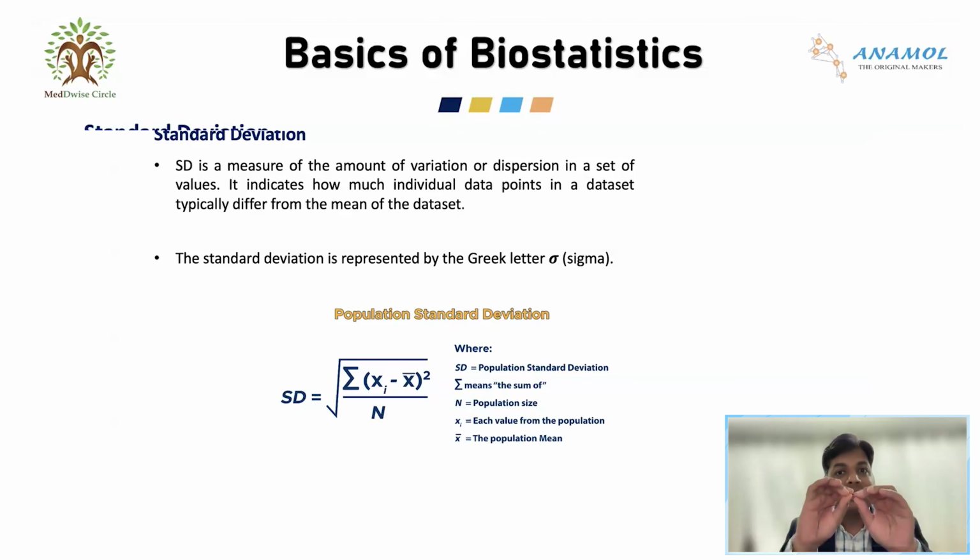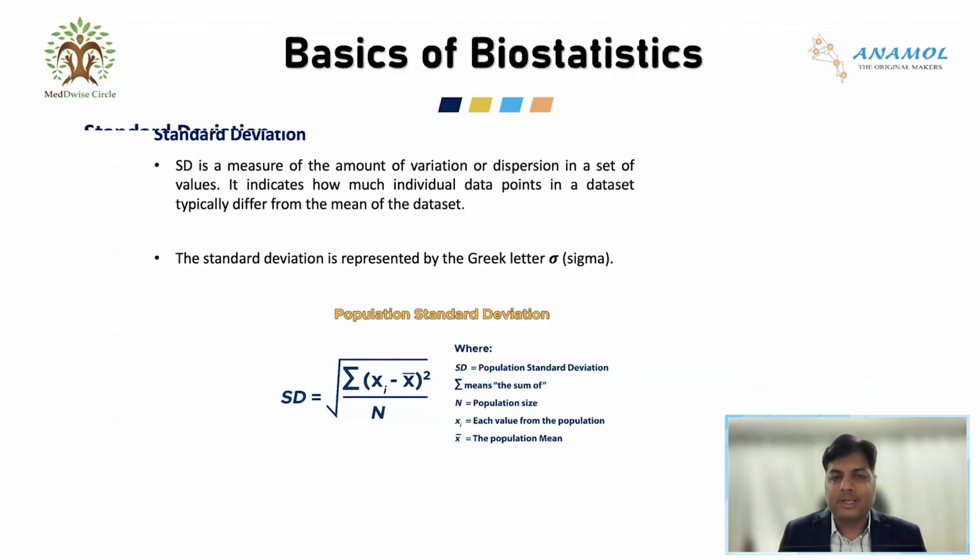That means the values are scattered. So standard deviation is nothing but how far away individual values are from the point of average. That, in simple English, is called standard deviation. Now the way to calculate standard deviation is given in this formula. Don't get too scared by looking at the formula. We will try to understand what this formula is.